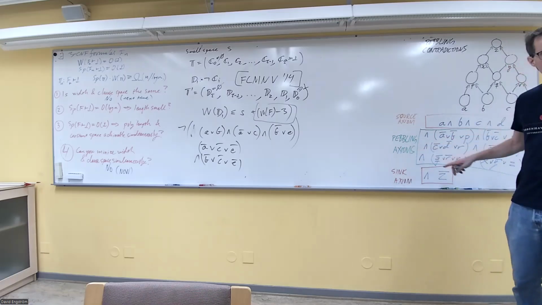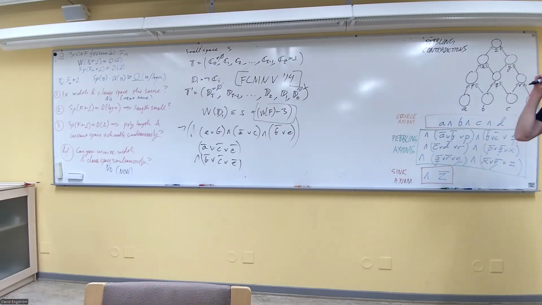Then I have so-called pebbling axioms, and the pebbling axioms say that if both of my immediate predecessors are true, then I am true. So here we have that if A and B are both true, then P is true. This is this first clause. If B and C are both true, then Q is true. If C and D are both true, then R is true. If P and Q are both true, then X is true, etc.